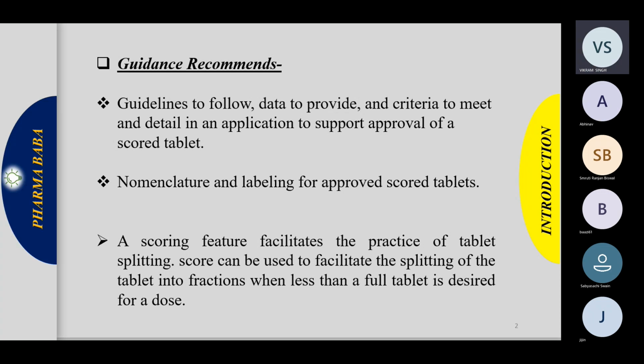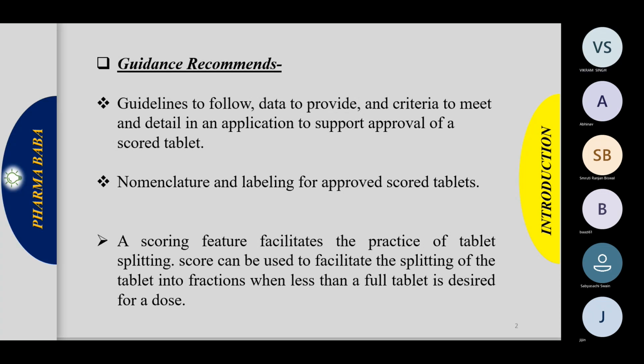So the guidance recommends the guideline to follow, the data to provide, what data the agency requires, and what criteria are to be met in detail when submitting an application to support approval of a scored tablet. If your RLD is a scored tablet, then what data you need to provide, what criteria you should meet, and what guideline you should follow is recommended in this guidance. Apart from that, the most important part, nomenclature and labeling for the approved scored tablet, is also recommended in this guidance, which is skipped by most of us when we read it. So these two important parts are covered by this guidance.